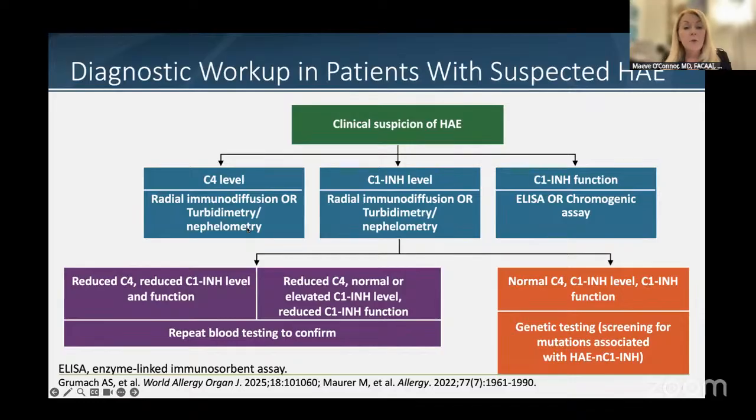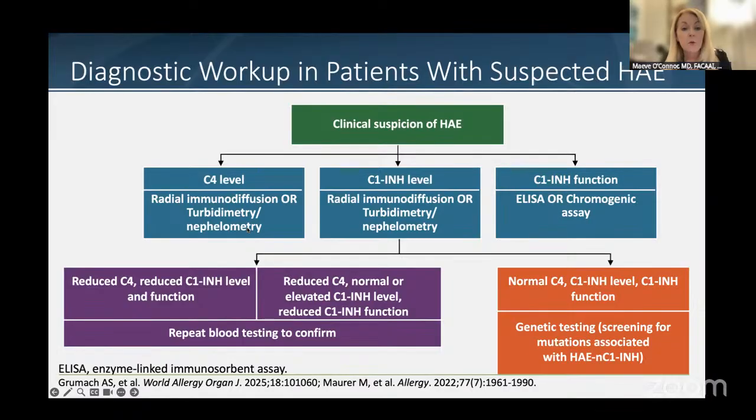So the diagnostic workup in patients with suspected HAE is to first of all have that high index of suspicion for HAE with some of the clues that we discussed on the previous slide. The first line diagnostic approach includes the C4 level, the C1 inhibitor antigenic level, as well as C1 inhibitor function.